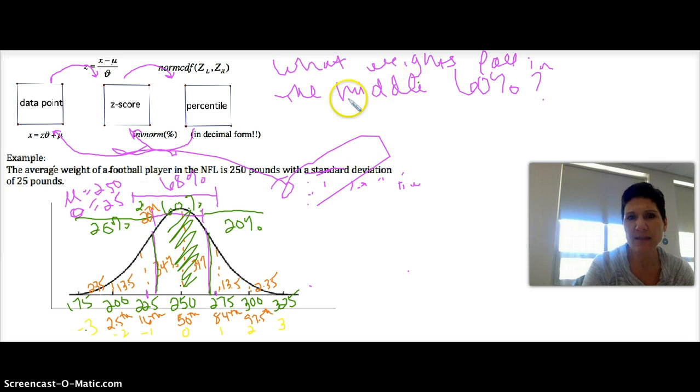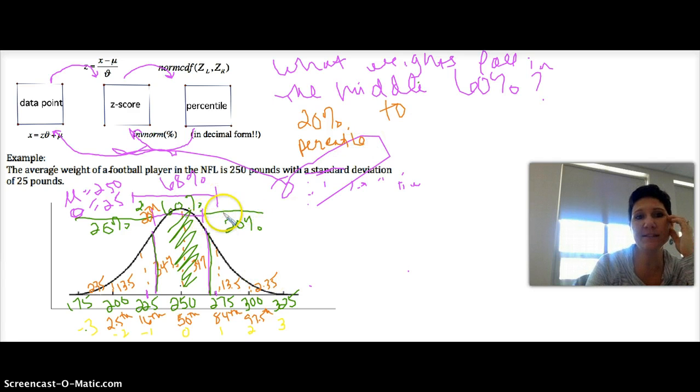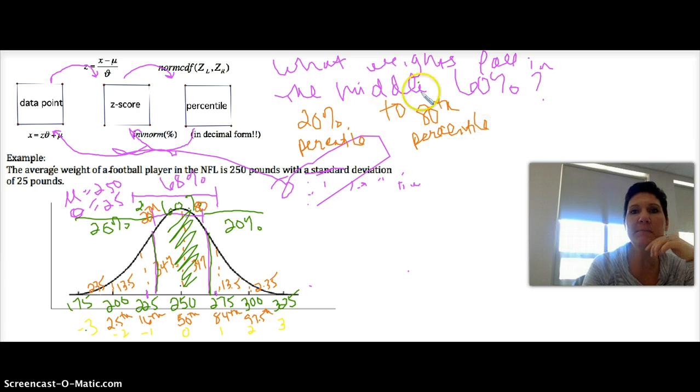So we know that the middle 60% is the 20th percentile to the, now think about it, if this is 80% above that, I'm sorry, I just gave you the answer, I didn't mean to do that. If it's 20% above, that means that it's going to be 80% below, so therefore this is the 80th percentile. Okay, so this is the 80th percentile. So the middle weights are going to be between the 20th percentile and the 80th percentile.